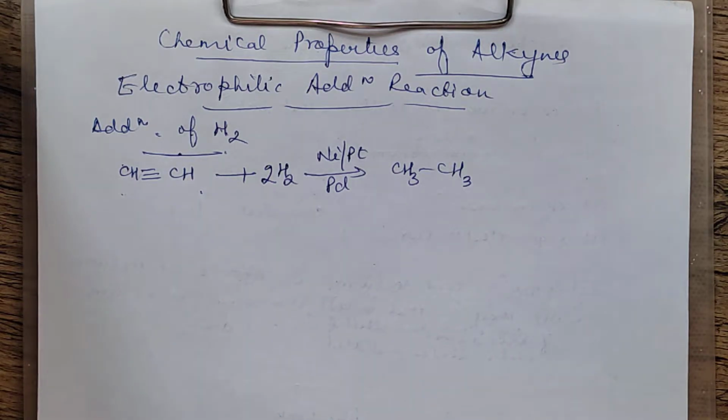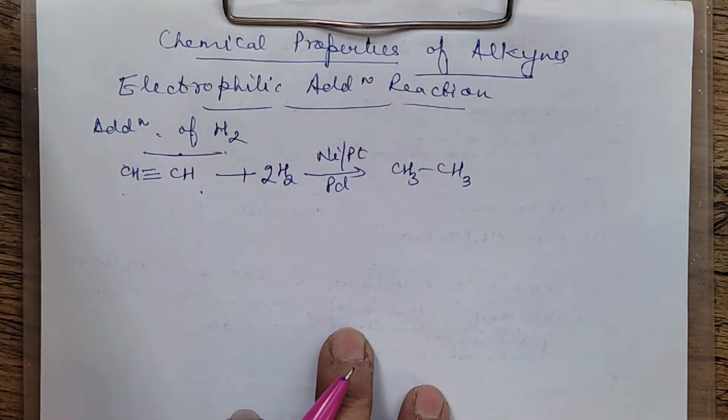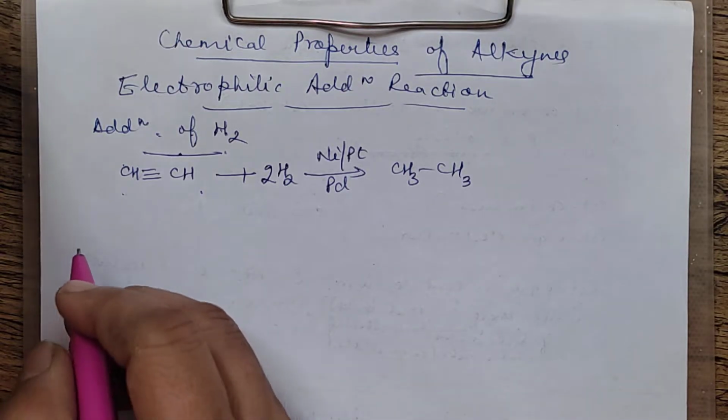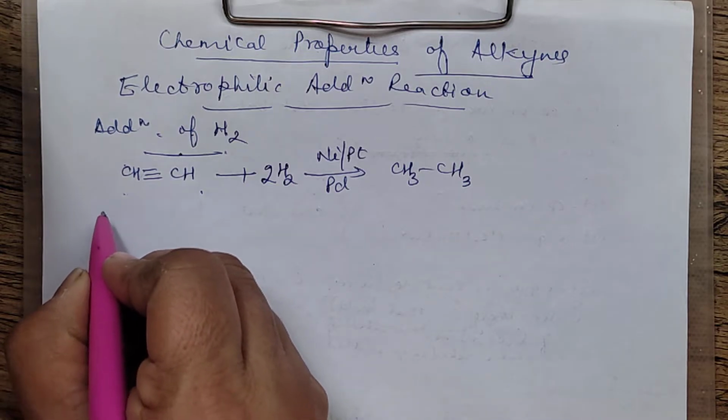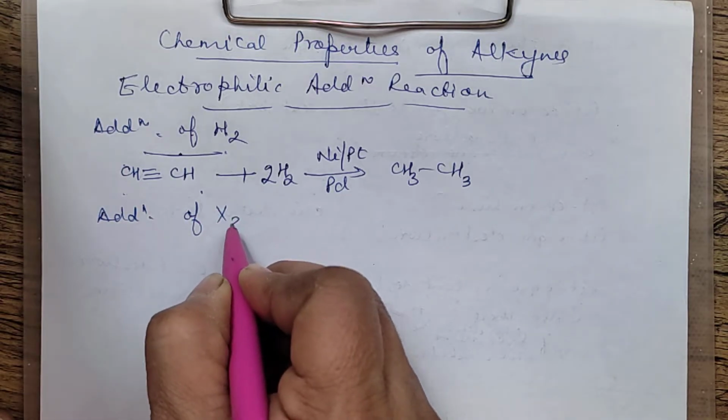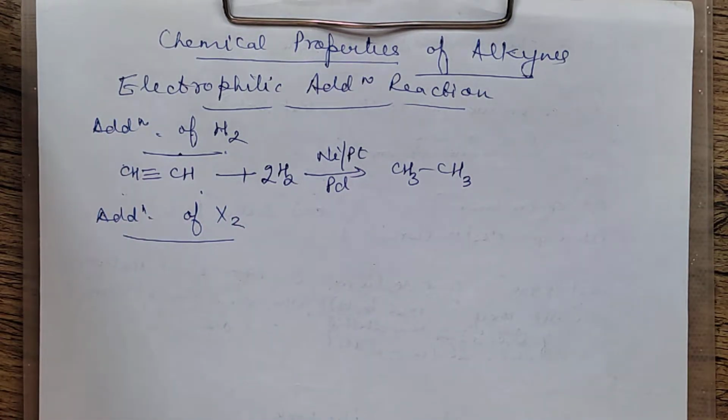Now, if you remember, in alkenes we have discussed that if you want to stop the reaction at the alkene stage, you will have to use Lindlar's catalyst. For that, you can just refer to the preparation of alkenes from alkynes in the previous videos. So this was the first addition reaction. The second addition reaction we are talking about is addition of halogen. Halogens can be added on to alkynes.